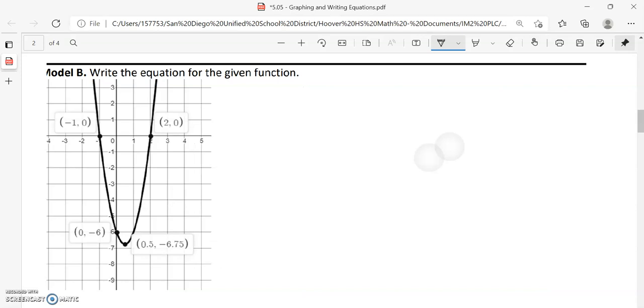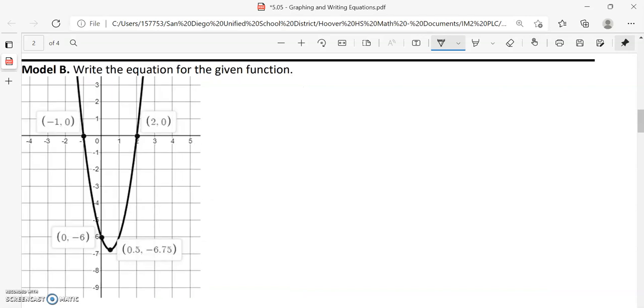Okay, so here's our graph. We're going to go backwards from what we just did. We have a graph, and we've got to create the equation. So we're going to have something like y equals our a value, unknown, times x plus or minus times x plus or minus.